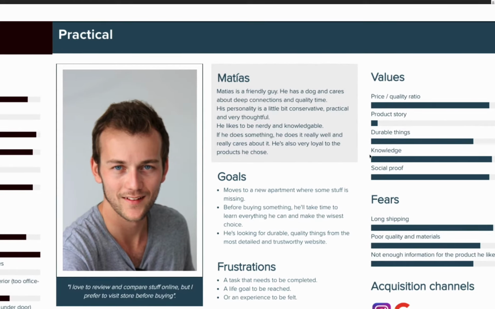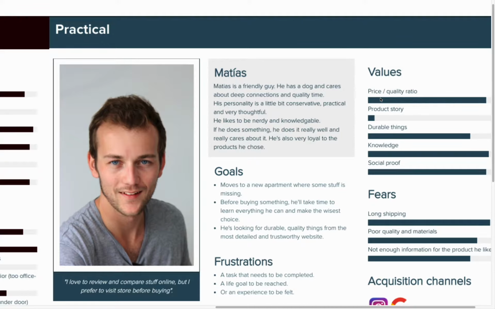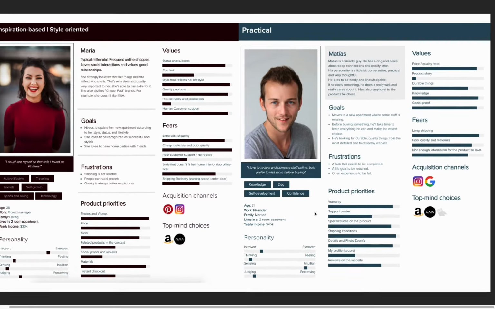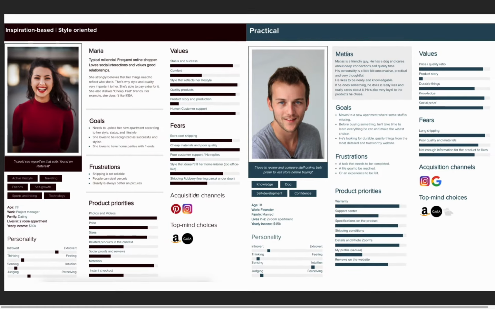Again, about his values, price and quality are important: durable, knowledgeable, social proof. In terms of fears, he doesn't like long shipping. He also hates poor quality, and he's afraid when he cannot find a lot of information. It's not really his fear, but more his default expectation. When this expectation is not met, he's like, okay, I like this product, but unfortunately I have to go because you don't have enough information for me. Okay, I hope these personas are clear.